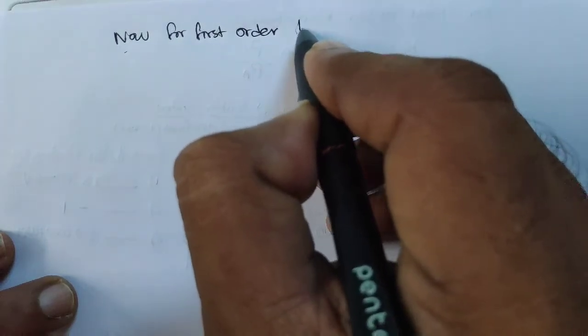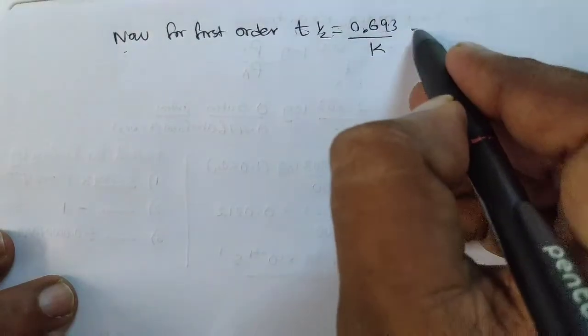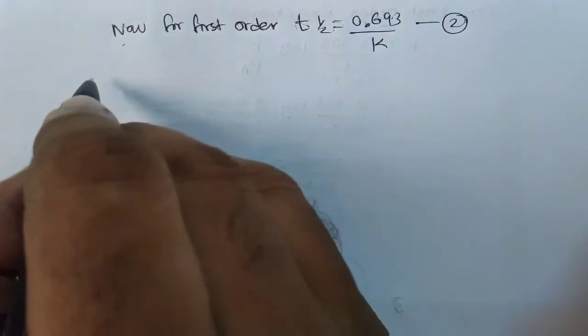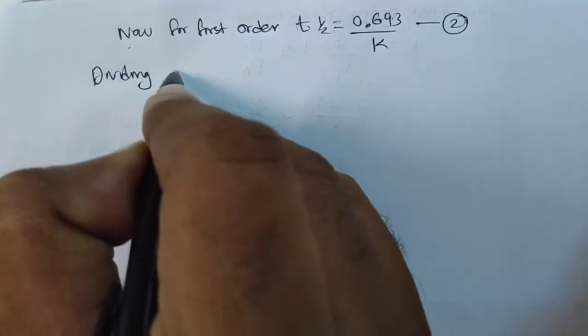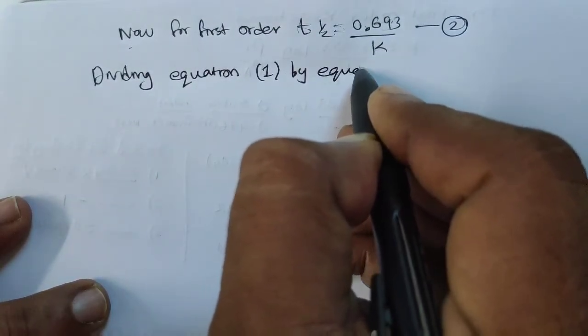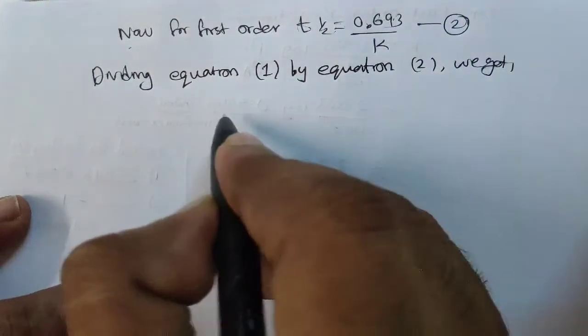Okay, now the next part, see now, for first order we know t half is equal to 0.693 by k. This I will give equation 2, and this one, what we found out, I will give equation 1. Right, so dividing equation 1 by equation 2, we get what?